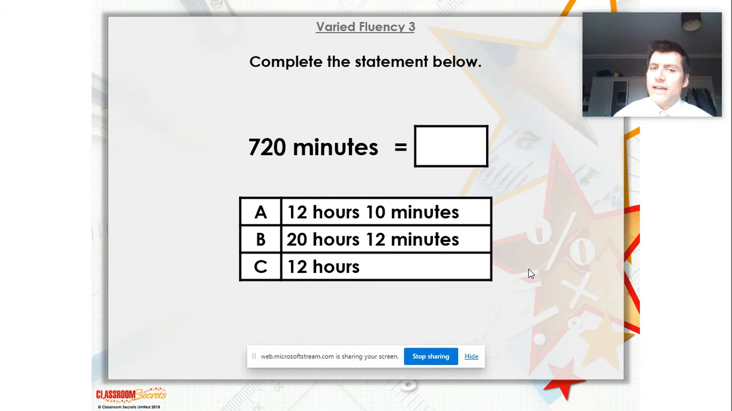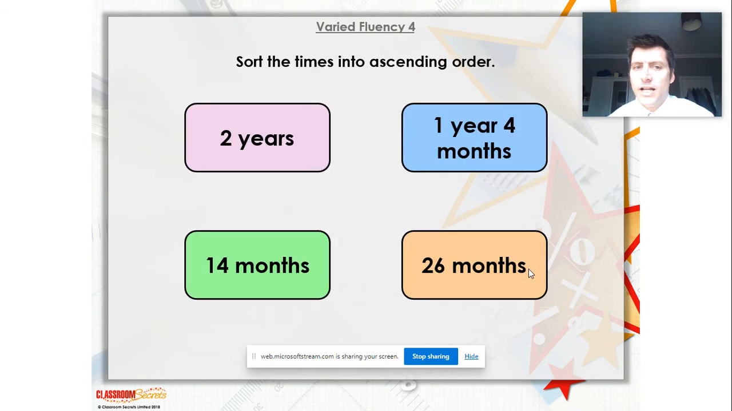I also know that 720 is similar to 72. It's 10 times larger. And I know that 72 divided by 12 is 6. And I know that there are 60 minutes in an hour. And therefore, I know that the answer is C. Okay, so some of my number facts which have helped me solve that one.